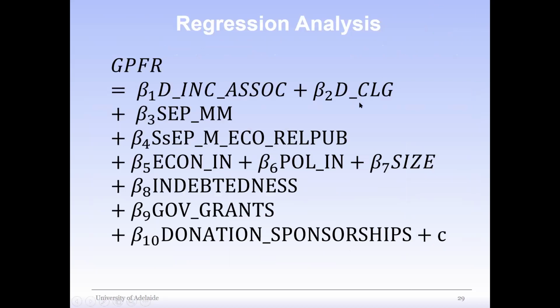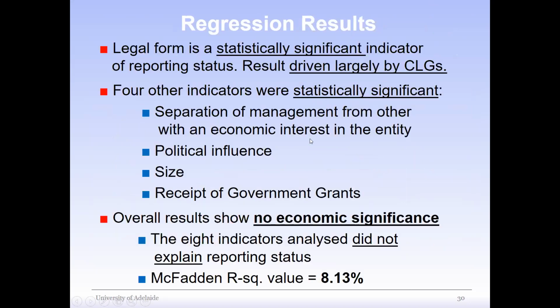We then performed a regression analysis, combining in a multivariate analysis all those indicators that we've just discussed in the univariate analysis, and the results of those were, I think the last line is probably the most important indicator here. The overall result showed no economic significance, that the McFadden R-squared value was 8%. So we could really only explain 8% of the reporting choices using the indicators that we had operationalized.